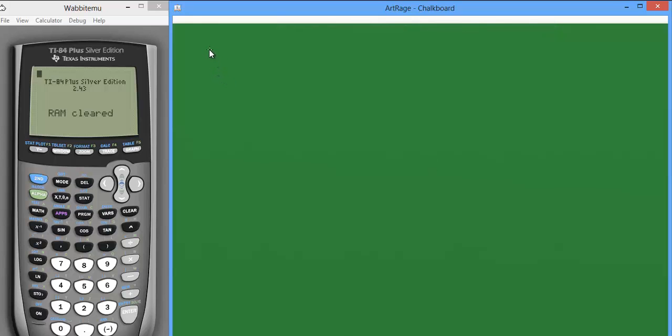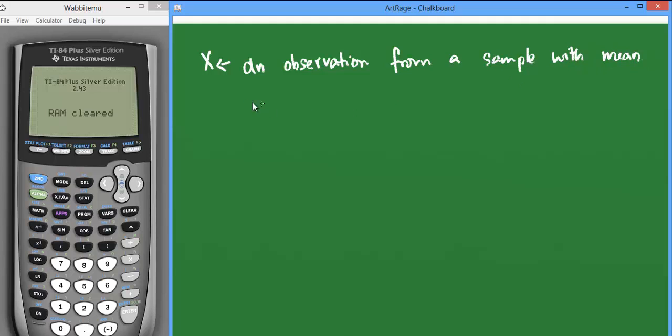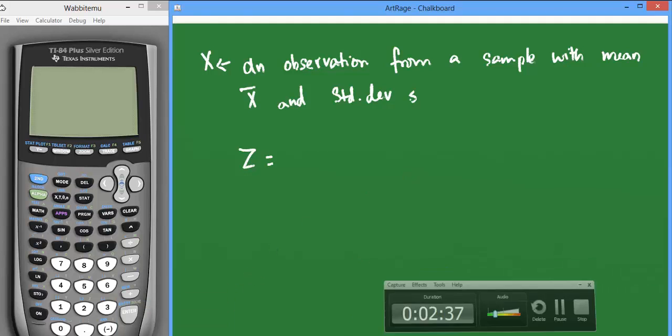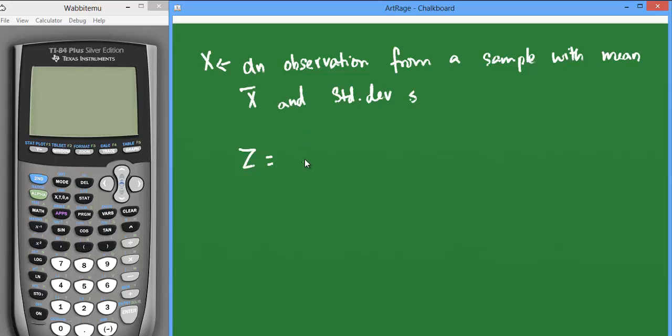So, if you take an observation X, let X be the observation from a sample with mean X bar and standard deviation S, then the Z-score corresponding to that observation is given by X minus X bar divided by S. So X minus X bar divided by S.